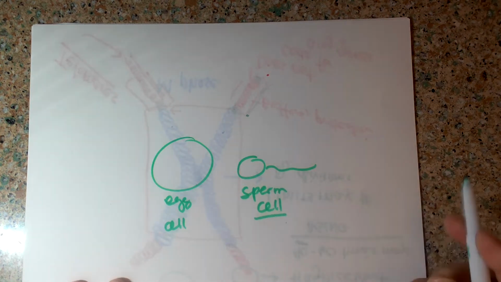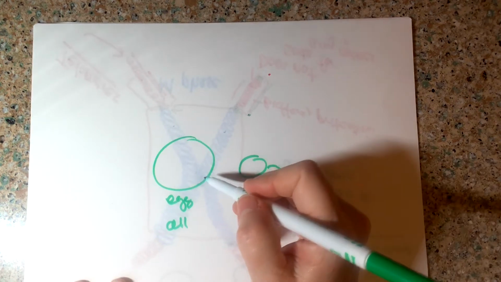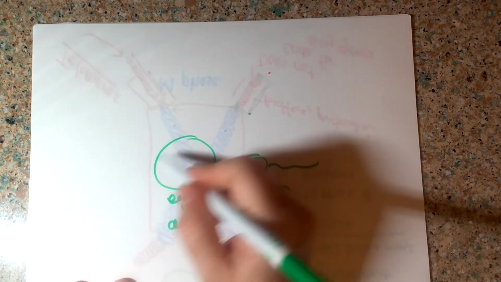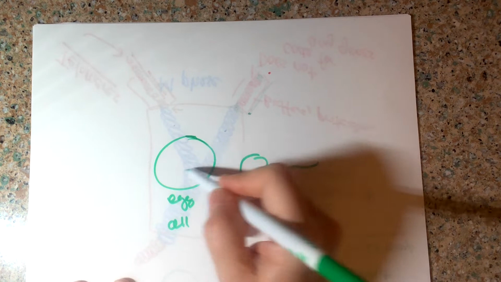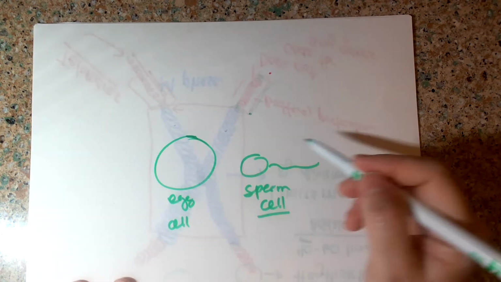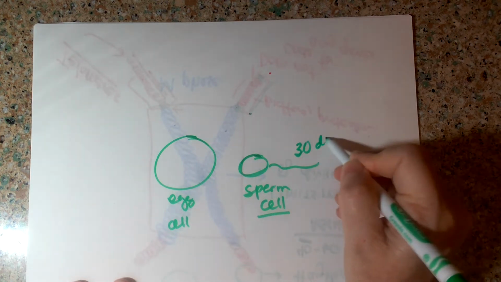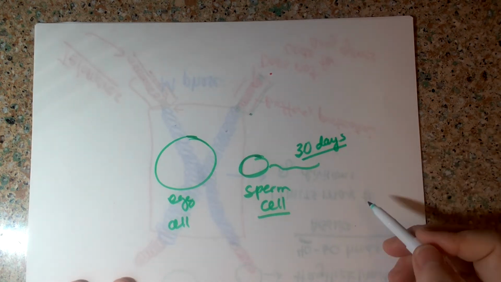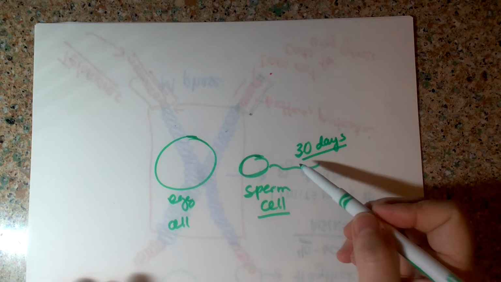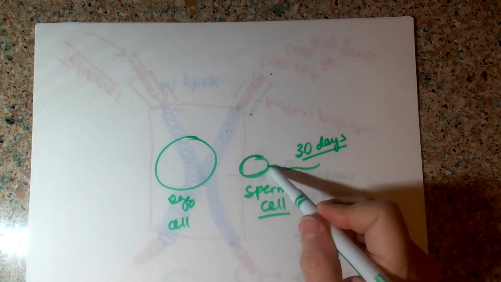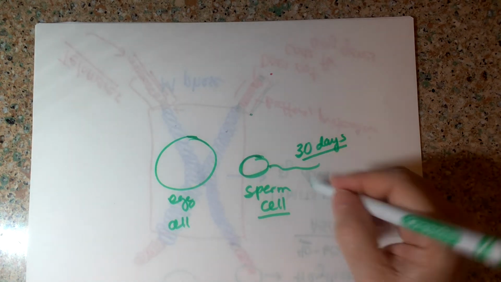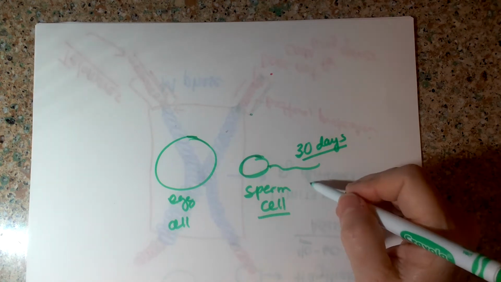Okay, so egg cells are created when mom is literally being developed inside of her mom. So those egg cells are pretty new. Sperm cells are produced every day. They take about 30 days to be created, and they are the age of the father. So the chromosomes could actually be shorter than normal.